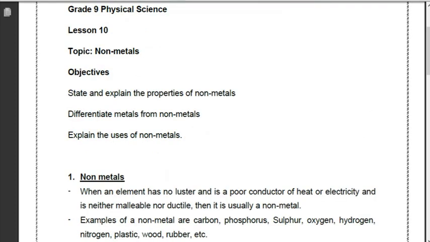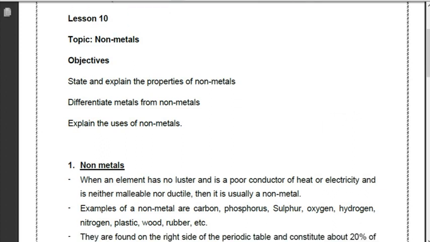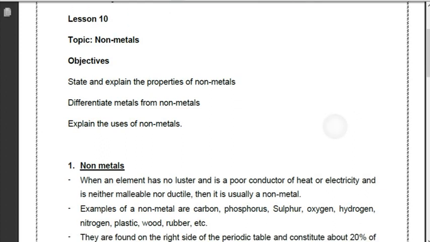And for nonmetals, it's also very simple. We're going to look at what nonmetals are, look at their properties, and then in lesson 11, we're going to look at the reactions of nonmetals.